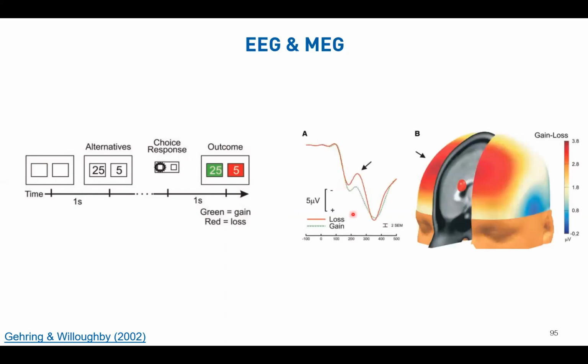What can be seen by using an EEG experiment, there are two conditions. One is gain, the other one is loss. You see here, around 250 milliseconds after the stimulus onset, there is a difference between the gain and the loss. This electrical activity is recorded from this area of the brain. So you can use EEG to study how the brain responds to gain outcomes versus loss outcomes.